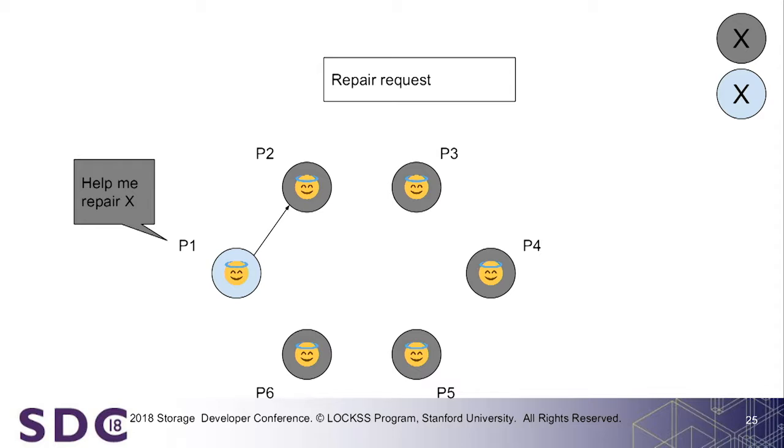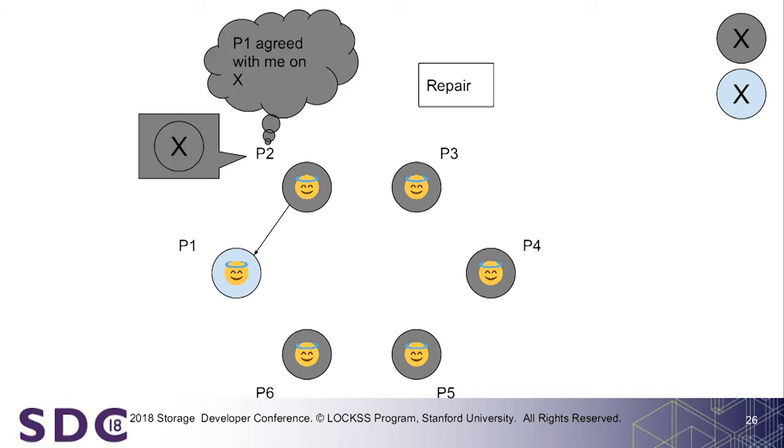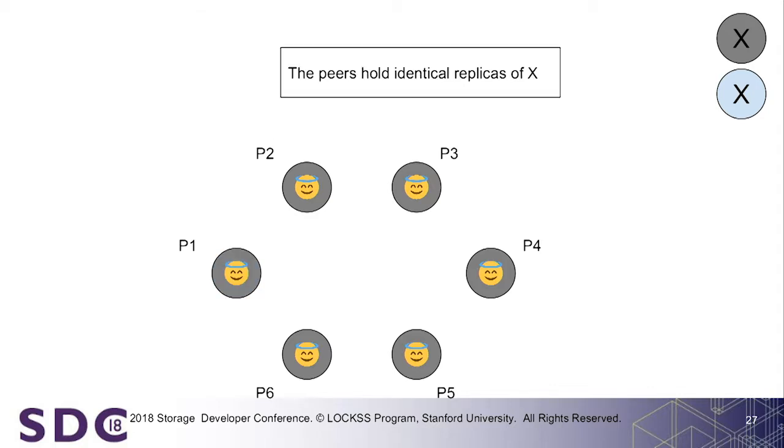And P2 remembers that P1 had agreed in the past. So P1 had proved to P2 through this hash that it had the same thing. So it's okay to provide a repair to P1. It's not just trying to steal the copyrighted content. And so X goes from P2 to P1, and now all of the peers agree yet again.